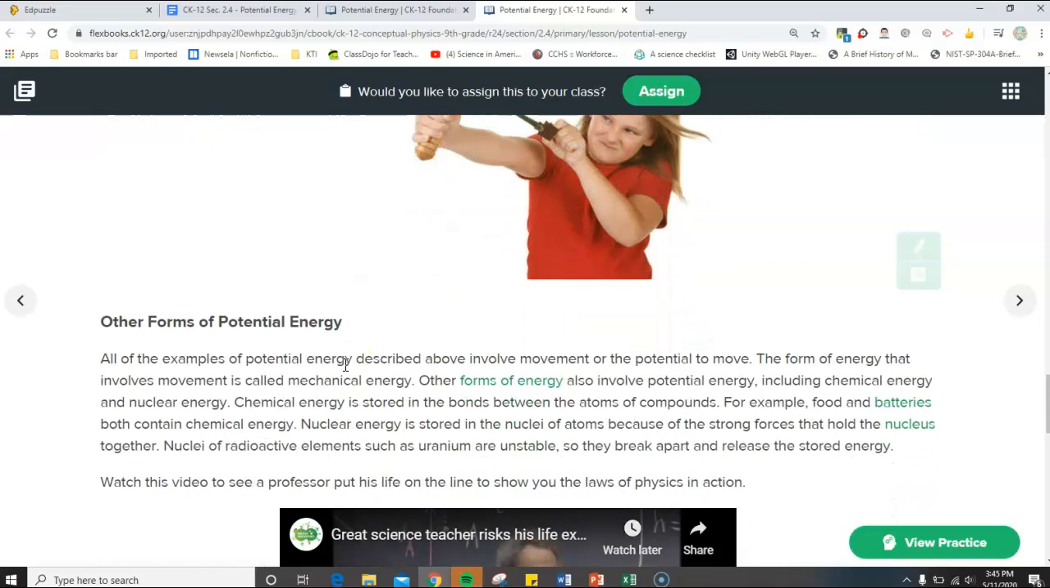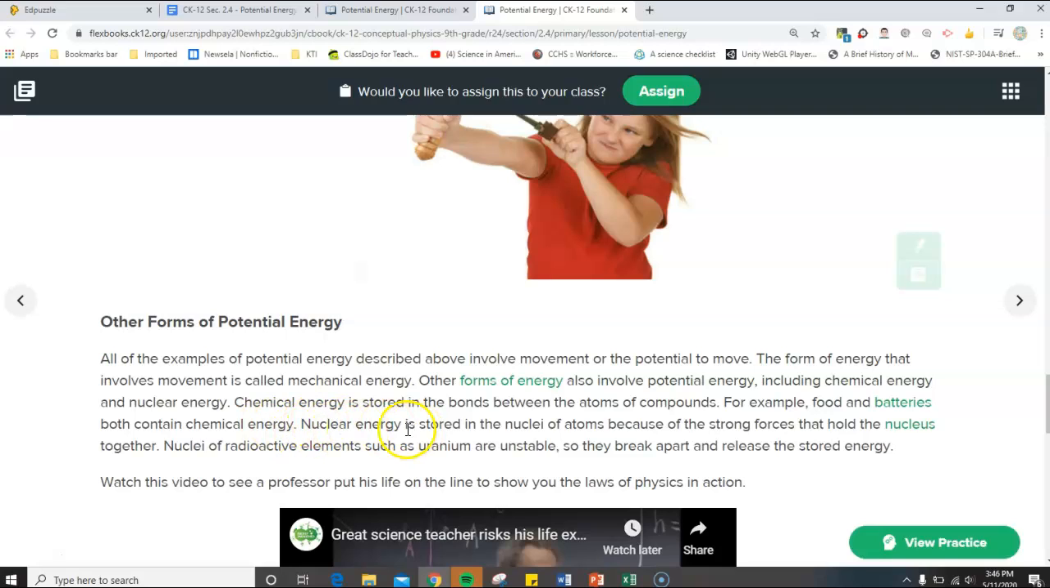A couple other forms of potential energy are listed. One is really important, especially to some of the science that we're going to get into in 10th and 11th grade, is chemical energy. Chemical potential energy is stored in the bonds between atoms of compounds. So when we eat our breakfast, our food is actually stored energy. It's chemical potential energy. And when our body breaks it down, it releases that energy, and we use it to do things in our body and to do things like run, move, walk, talk.